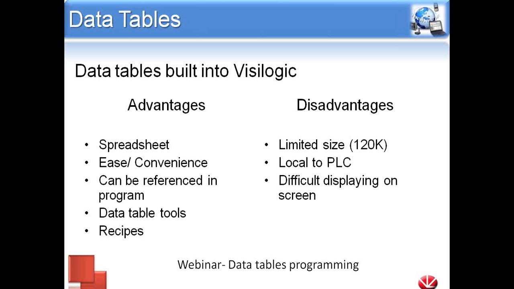And this type of logging is also ideal for recipes. If we would like to store recipes on the controller and recall them to the ladder, this is very doable using the data tables. Some disadvantages would be its size. Now these data tables are much larger than the two options we discussed previously. However, they are still limited to 120K.